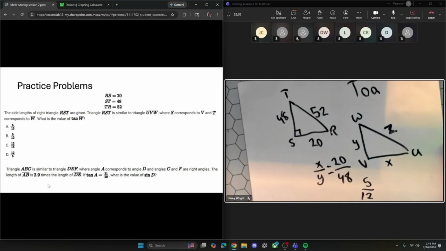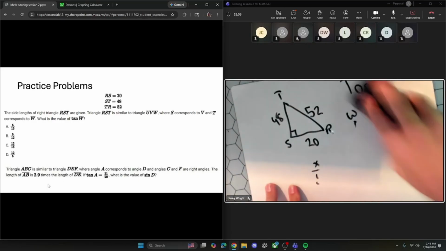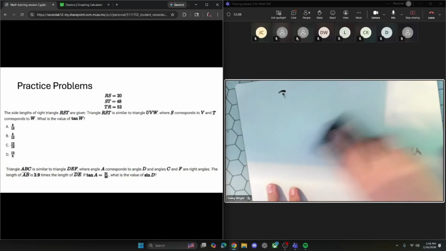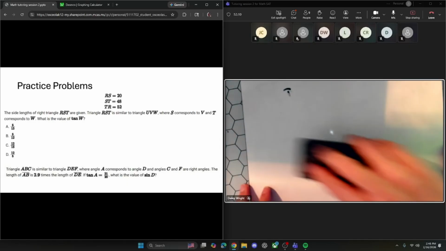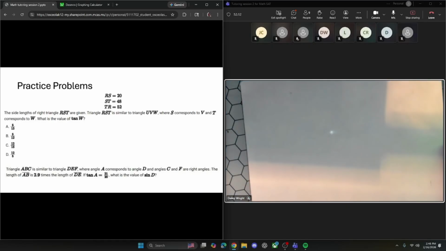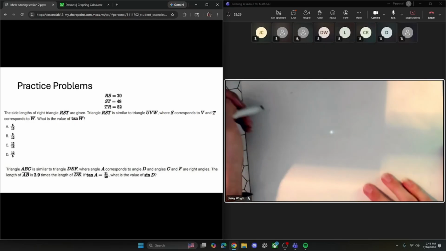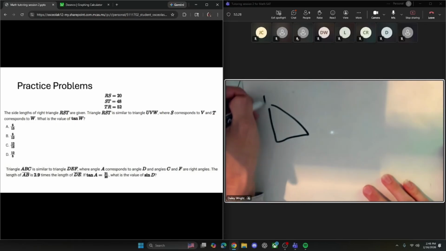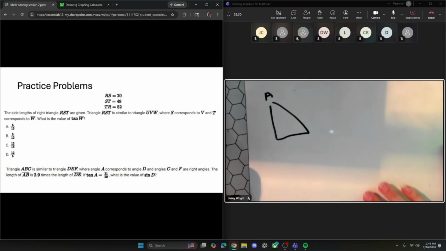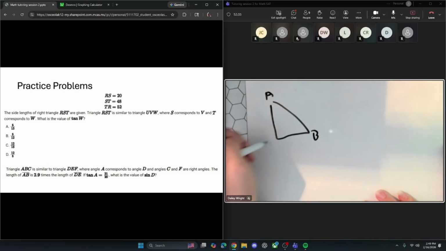This second part here at the bottom is another problem. Triangle ABC is similar to triangle DEF, where angle A corresponds to angle D, and angles C and F are right angles. The length of AB is 2.9 times the length of DE. If tangent of A is 21 over 20, what's sine of D? So let's draw out our two triangles. C and F are right angles.